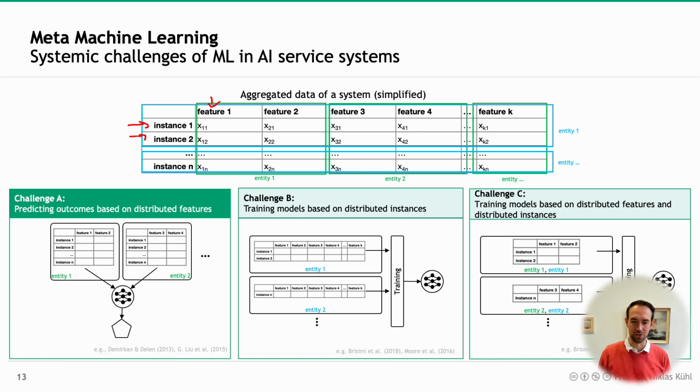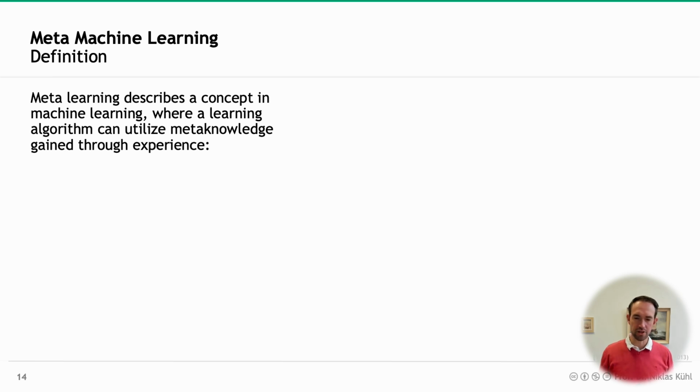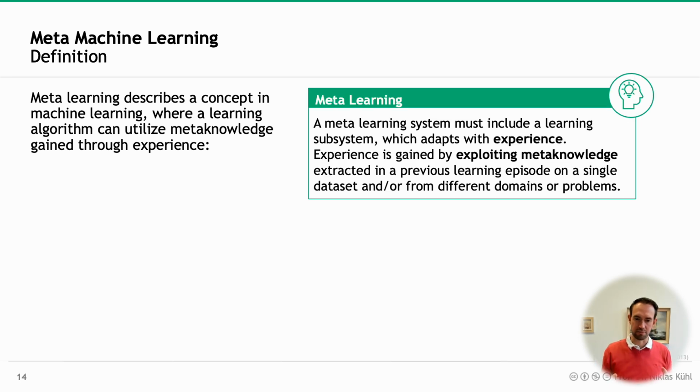And now we want to look into a few solutions, the first one being meta machine learning. So meta learning describes a concept in machine learning where a learning algorithm, can be any one of those that we tried already, can utilize meta knowledge that is gained through experience. So we have a system that must include a learning subsystem, which then adapts with experience, right? We talk about so-called meta knowledge that is generated based on previous learning episodes. So over time, we generate more of that meta-knowledge, so we can abstract across different domains or problems over here.